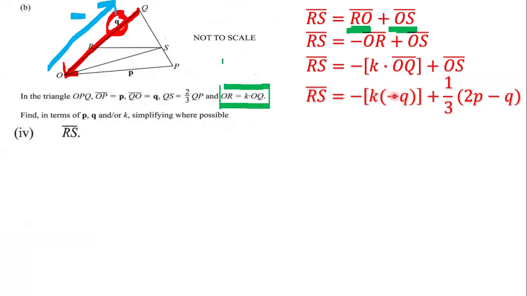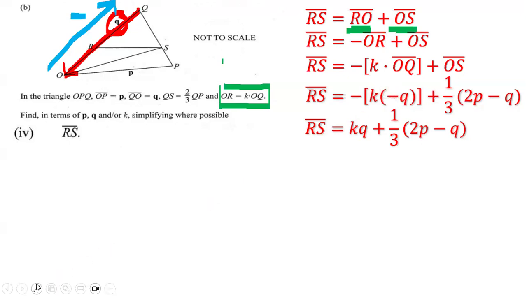And so we have K times negative Q in the brackets, and we have the negative sign out front, and we have plus a third, open bracket 2P minus Q. So we have K times negative Q, which is here, plus a third 2P minus Q. All right, next, what are we going to do? Well, even before we multiply this negative one out front, we say K times negative Q, and K times negative Q is negative KQ.